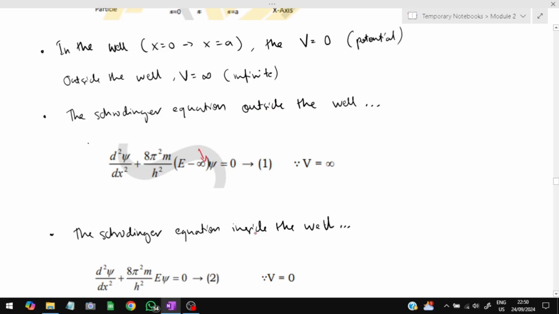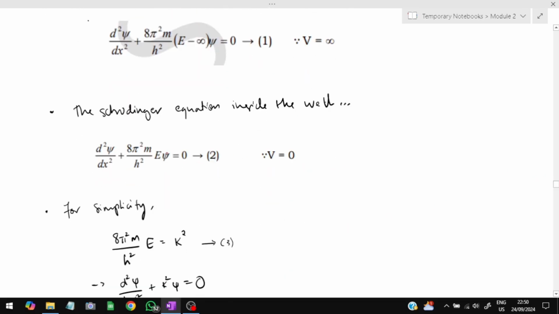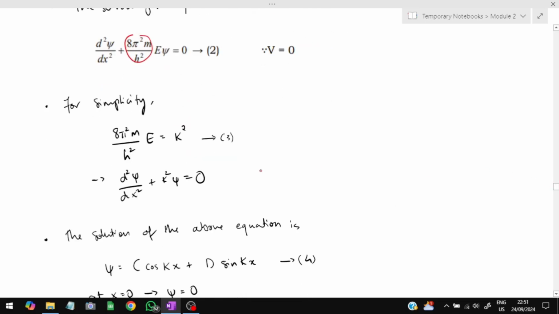And in the Schrodinger's equation inside the well, the V value is 0. So here we'll be taking it as 0, so we'll be getting E into W. For simplicity, we'll be taking this term here, 8 pi square m by h square, this whole term as k square. And then the equation will become d square W by dx square plus k square into W is equal to 0.